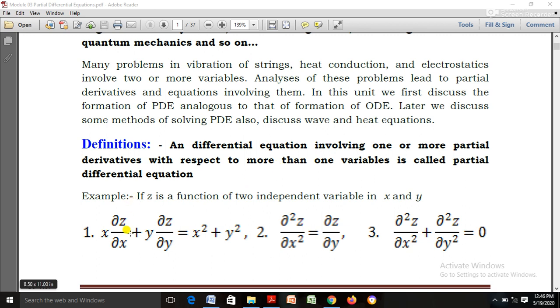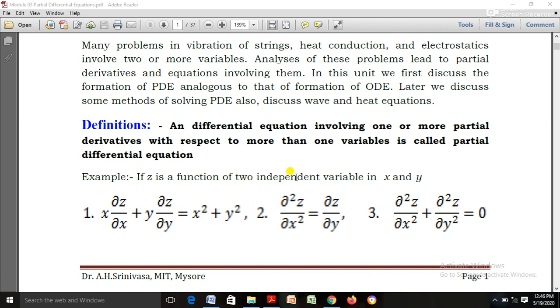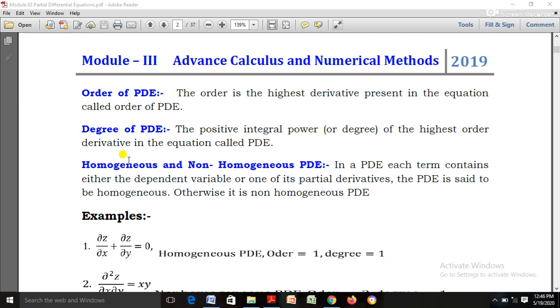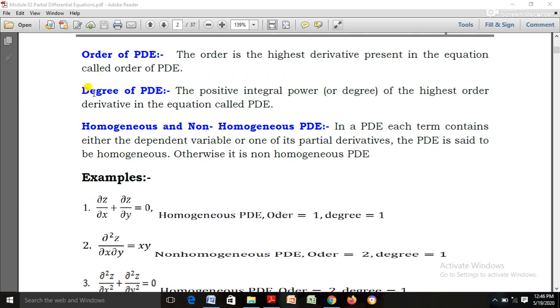For example, if z is a function of two independent variables x and y: x ∂z/∂x + y ∂z/∂y = x² + y². It is a differential equation containing two partial derivatives and two variables x and y. So if a differential equation contains partial derivatives and more than one variable, it is called a partial differential equation. You already know order, degree, and homogeneous and non-homogeneous equations.